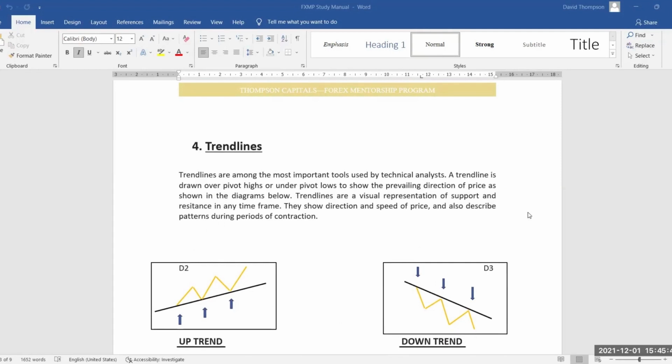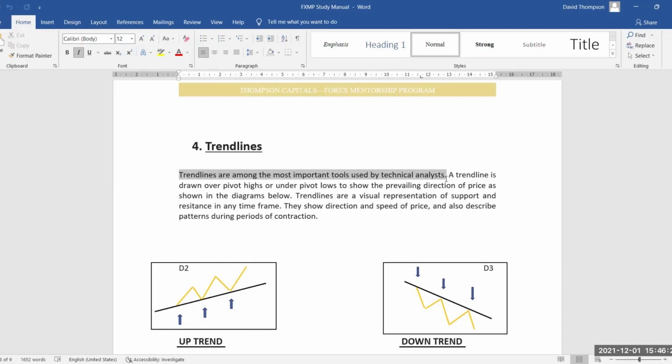We're going to be discussing trendlines very briefly. So I'm going to read the article as we go through it together. Trendlines are among the most important tools used by technical analysts. Okay, so signing up with the FXMP gives you the ability to analyze the Forex and crypto markets from a technical point of view.